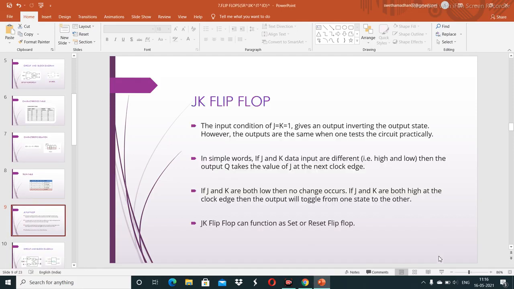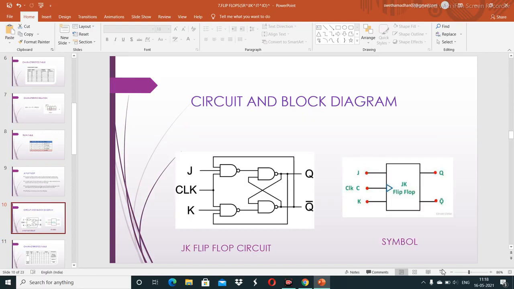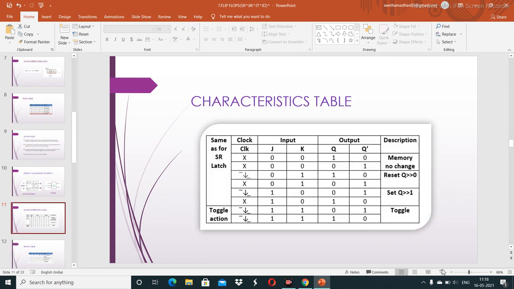Let's see the JK flip-flop. In the JK flip-flop, the input condition of J equal to K equal to 1 gives an output inverting the output state. However, the outputs are the same when one tests the circuit practically. This is the circuit diagram and the symbol of a JK flip-flop. The characteristic table contains J and K as inputs and Q and Q dash as outputs with the respective clock pulse.